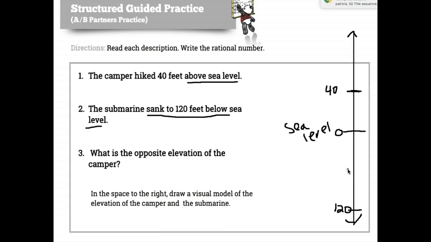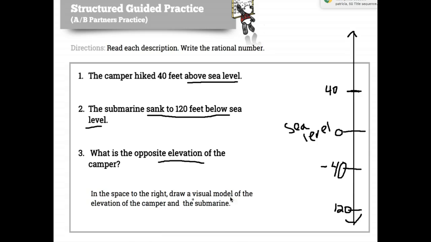Okay, so 40 above sea level, I know that I'm going to keep my number the same, but it's going to be that many spaces below 0. So I'm going to count down 40 spaces. That takes me to 0. To find the opposite of 40, I need to count down another 40 spaces, and negative 40 is the opposite elevation of the camper.